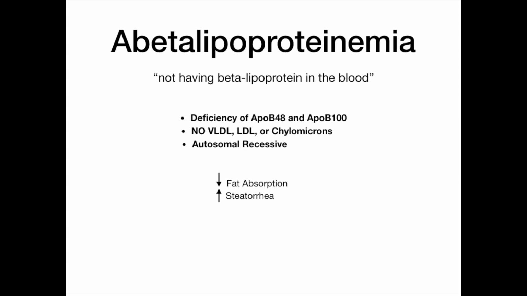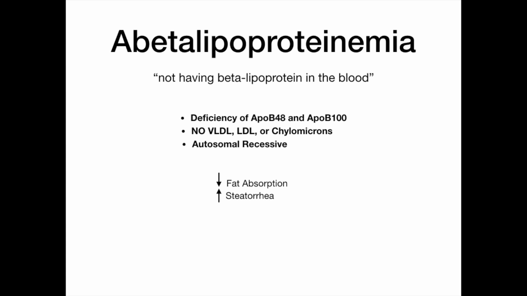So again, abetalipoproteinemia, not having the B lipoproteins in the blood. If you don't have them, you can't make VLDL, LDL, or chylomicrons. If you can't make those things, then you can't absorb fats. If you can't absorb fats, you get steatorrhea, so fat in the poop.